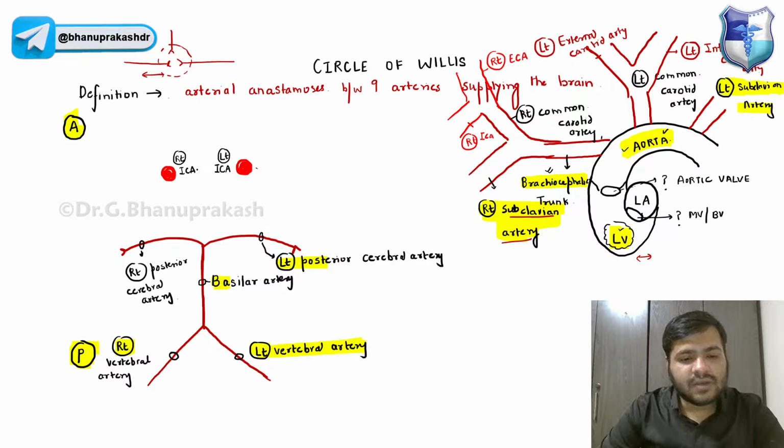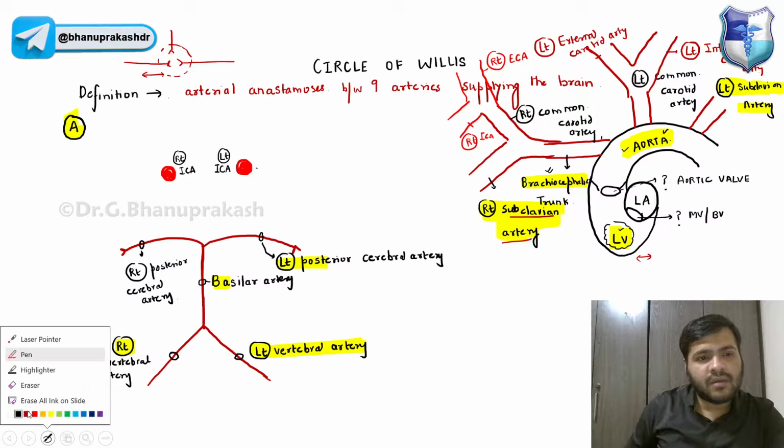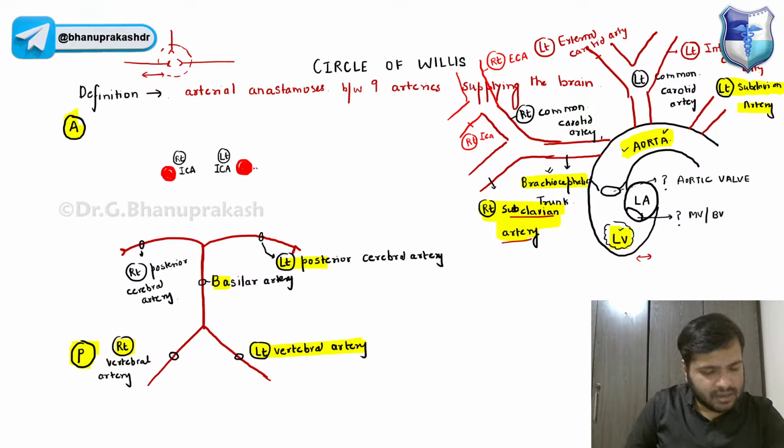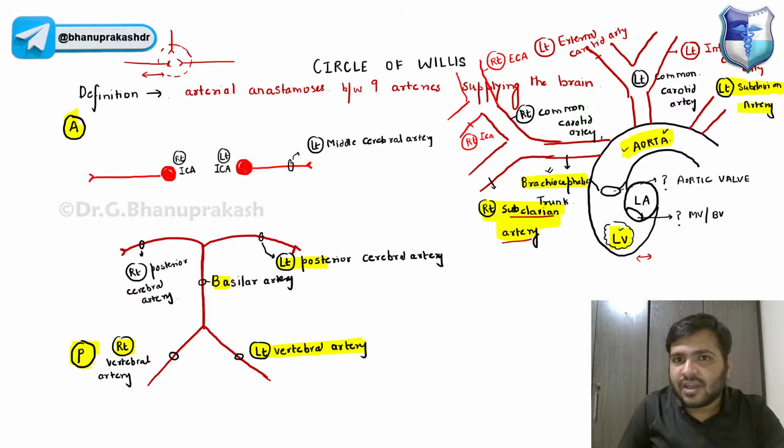Now, the main continuation of the internal carotid artery is the middle cerebral artery. So it will be the left middle cerebral artery. Please be very clear with the spellings. Middle cerebral artery. Now, if I ask you, the middle cerebral artery is a branch of the internal carotid artery.